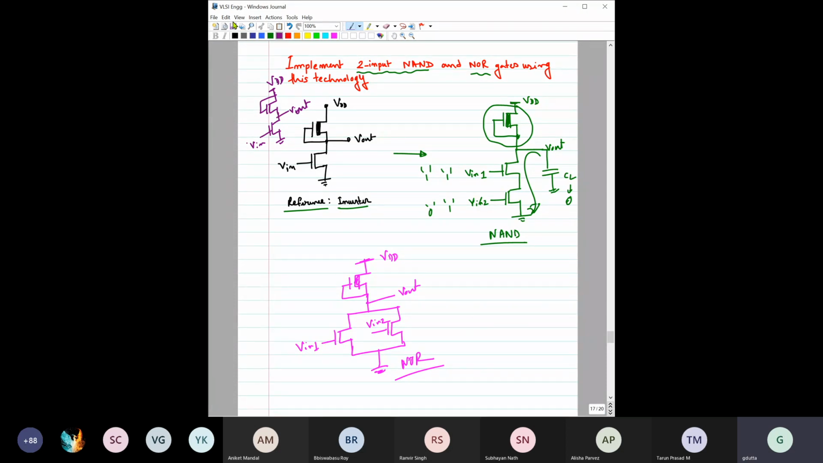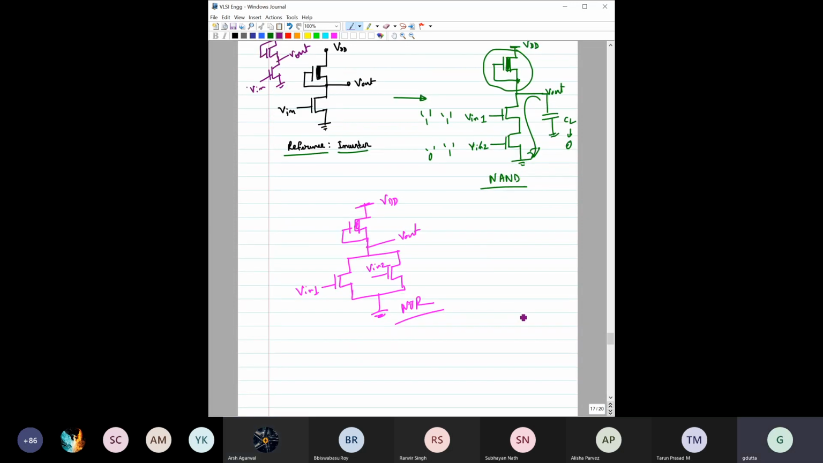Sir, can you please explain how this NOR gate works? I know the truth table, but how do we get that behavior? Okay, then please tell me what would be the expected output for this case: Vin1, Vin2, Vout. From the truth table, 0, 0 gives 1; 0, 1 gives 0; 1, 0 gives 0; 1, 1 gives 0. So when both inputs are 0, only then the output is expected to be 1, right?